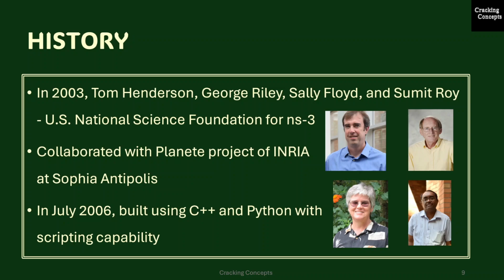In 2003, a team led by Tom Henderson, George Riley, Sally Floyd, and Sumit Roy applied for and received funding from the US National Science Foundation, which is NSF, to build a replacement for NS2 called NS3. This team collaborated with the Planet project of INRIA at Sofia Antipolis and formed a new open source project. In the process of developing NS3, it was decided to completely abandon backward compatibility with NS2. Development of NS3 began in July 2006. It is built using C++ and Python with scripting capability.